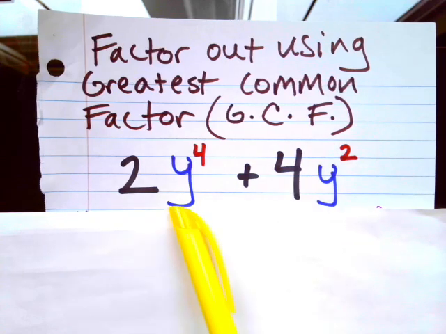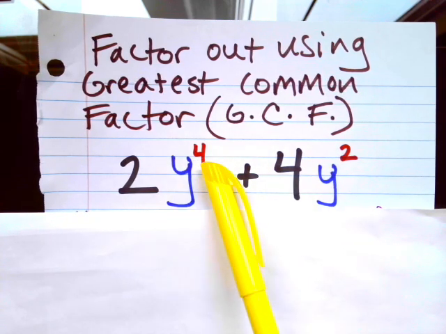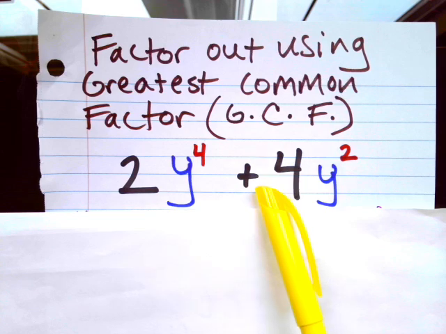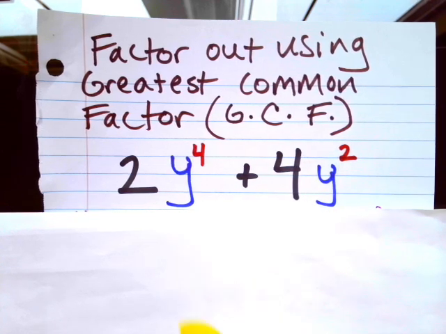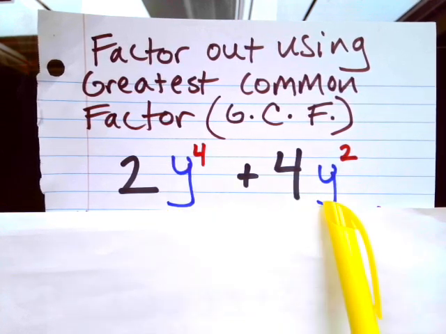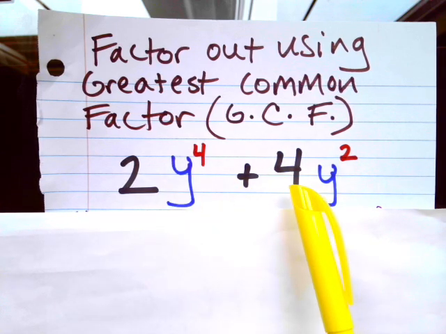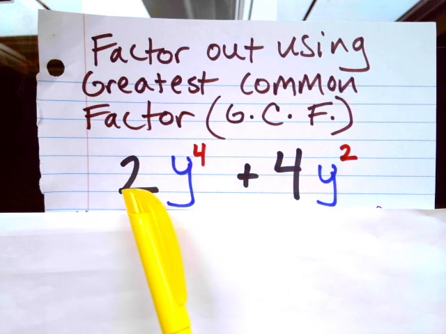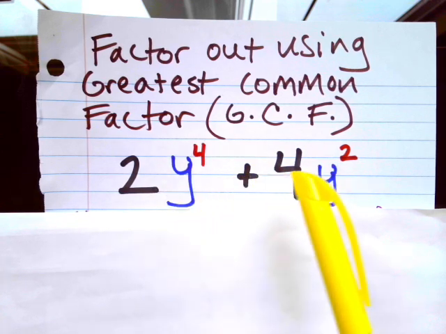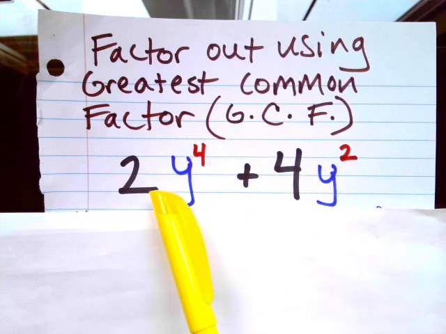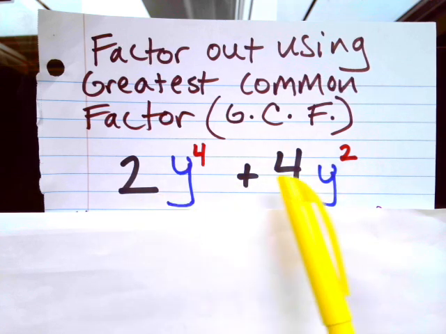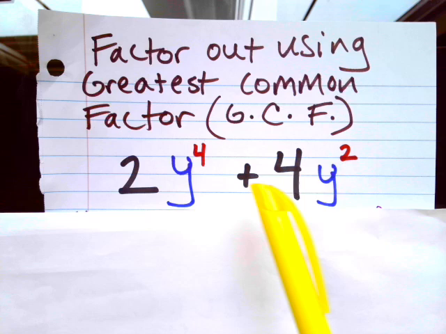So I've got 2y to the 4th power plus 4y to the 2nd power. What do both of these two terms share? Now, some folks can look here and say, well, there's a 2 here and a 4 here. Think of it like this before I get into this. What can I divide evenly without a remainder into both of these terms? Again, what do both of these terms share? There's a 2 and a 4.